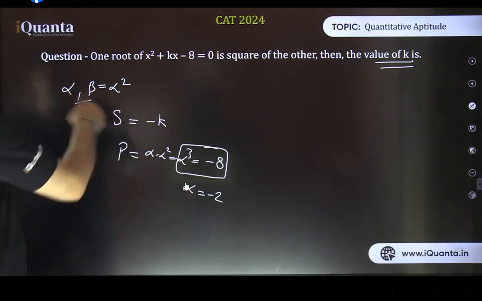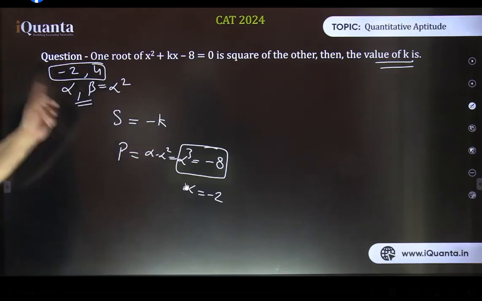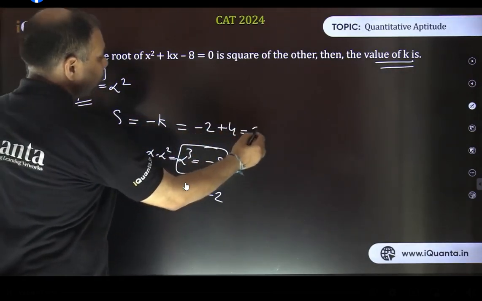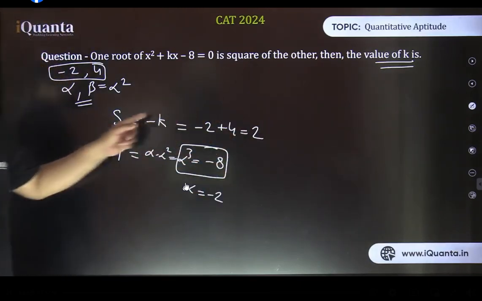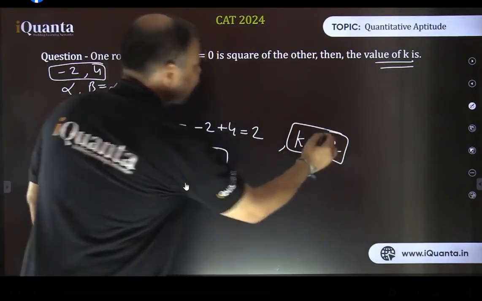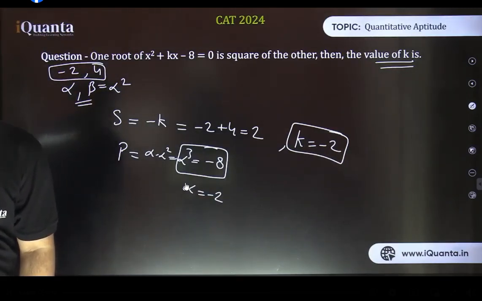So if alpha comes out to be −2, then the roots are −2 and 4, as I saw in the comments as well. The roots are −2 and 4. So the sum of the roots would be −2 plus 4, which is +2. But this +2 is the value of −k, right? So k would be how much? k would be −2. So that is the right answer. Okay, so k = −2 is the right answer.